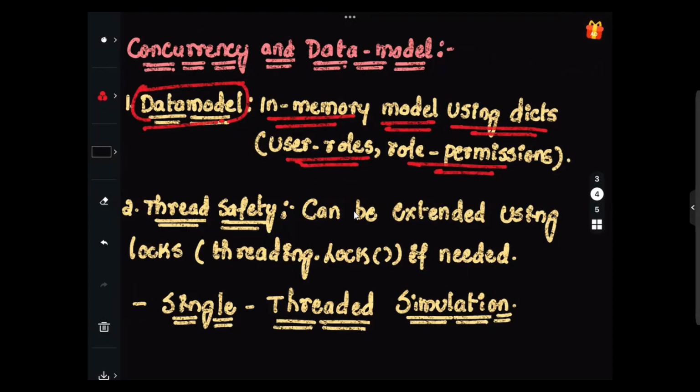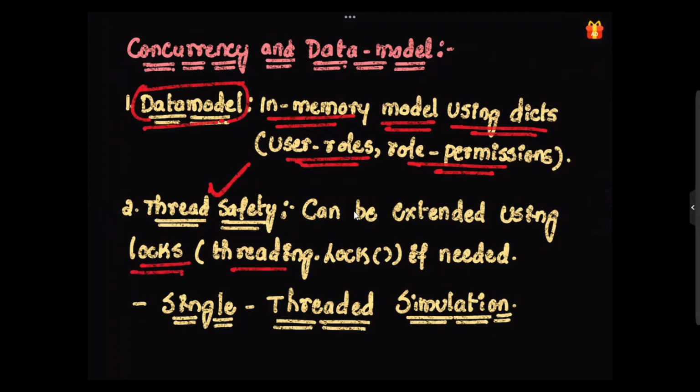Next, let's speak about the concurrency as well. When it comes to concurrency, the thread safety, right? It can be extended using the locks. So we'll be making use of the threading.lock if needed, only if needed. Yeah, we can just go with the threading.lock. So this is not a problem actually.